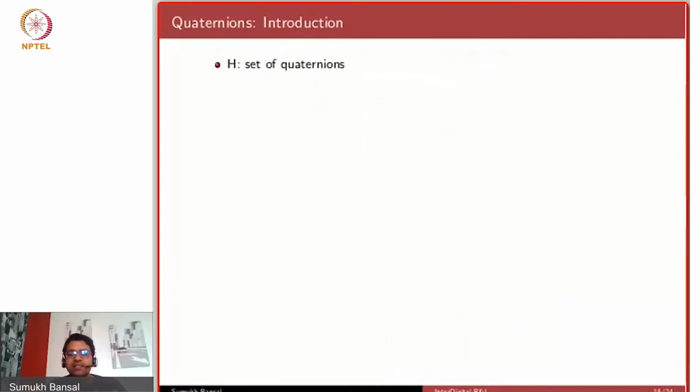So let's say H represents the set of quaternions. A quaternion Q in this set is represented by a scalar part and a vector part. So S is the scalar part and V is the vector part. The V belongs to a vector in R^3, and S belongs to the real numbers.